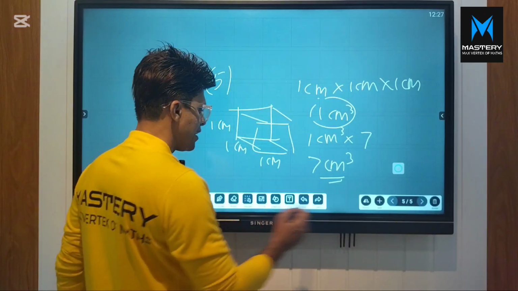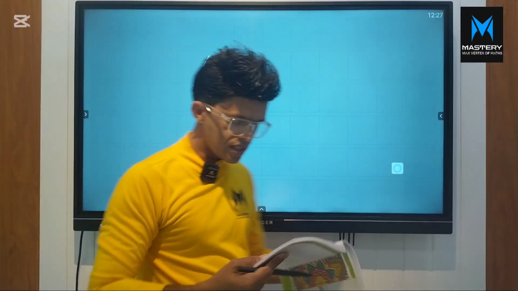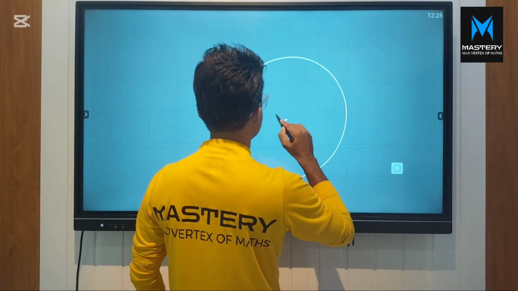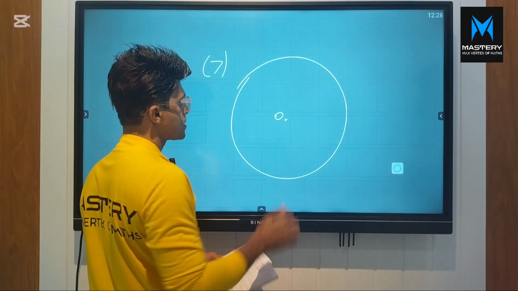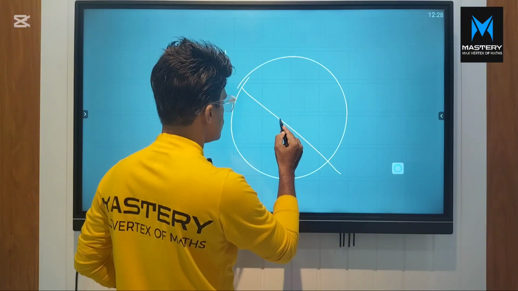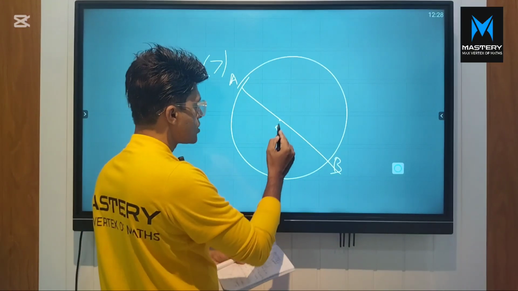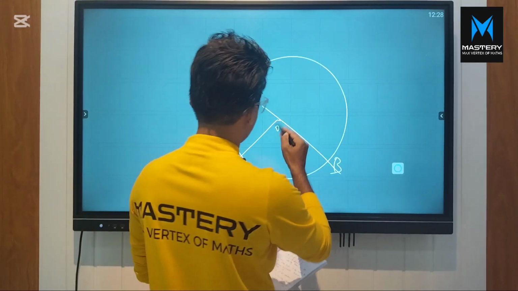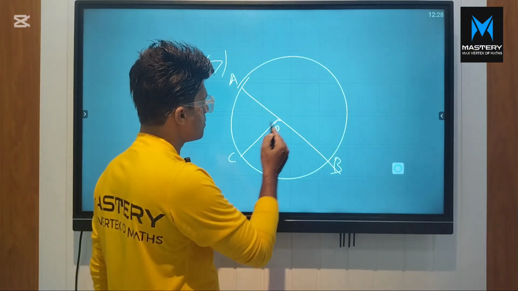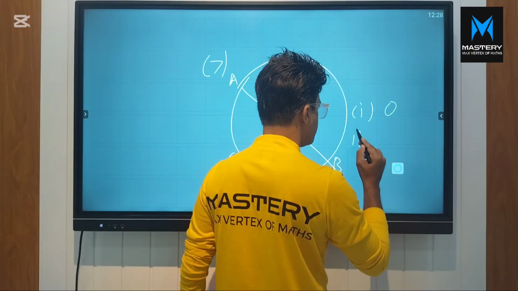Seventh question. What is the seventh question? It has given a circle and also the middle point, named as O. This is O, and also this is capital A, capital B, this is C. So the question is the center. You need to name the center. The center is the midpoint of a circle. That is O. Center is O.